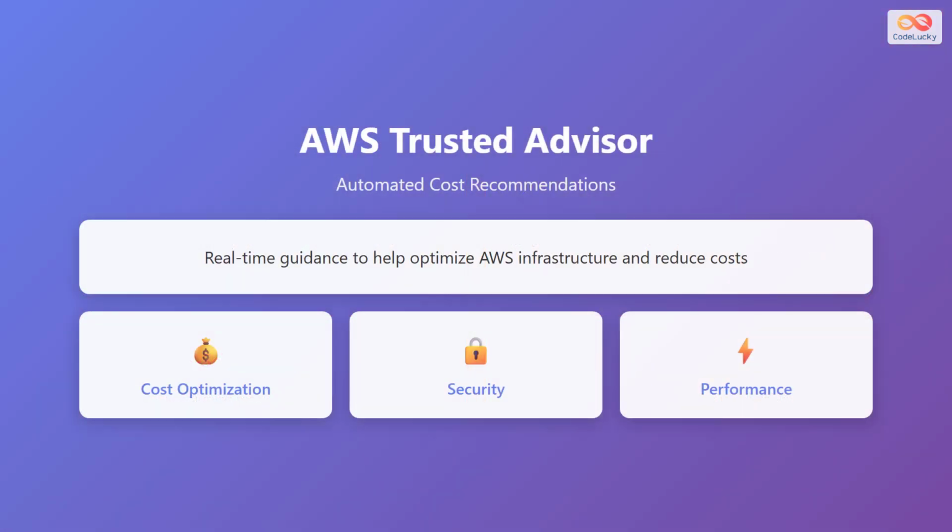AWS Trusted Advisor is an automated service that provides real-time guidance to optimize your AWS infrastructure. It analyzes your account and offers recommendations across multiple categories. For cost optimization, it identifies unused resources and opportunities to reduce spending. It also checks security configurations to ensure your resources are protected. Additionally, it provides performance recommendations to help your applications run more efficiently. Think of Trusted Advisor as a built-in consultant that continuously monitors your AWS environment.